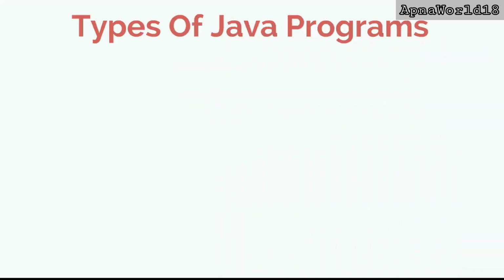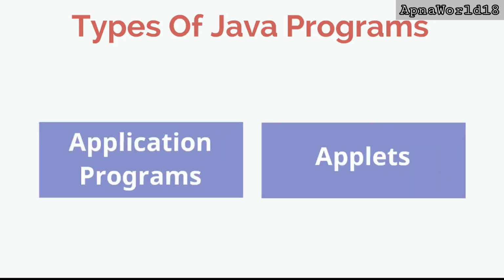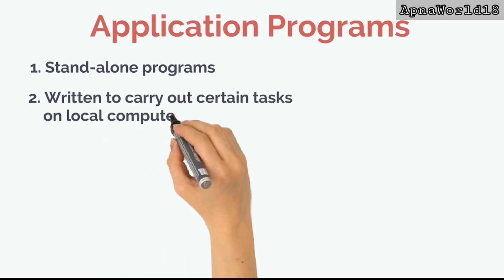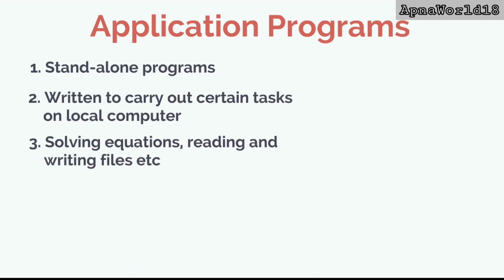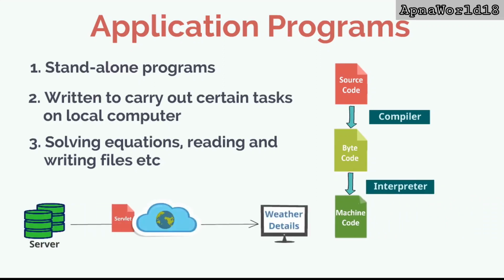When we start writing Java programs, they are of two types, application programs and applets. Application programs are standalone programs that are written to carry out certain tasks on a local computer, such as solving equations, reading and writing files, etc. The application program can be executed using two steps. First, compile the source code to generate bytecode using the Java compiler. Then execute the bytecode program using the Java interpreter. Examples of application programs include servlets, which are programs which run on the web server to generate dynamic content.